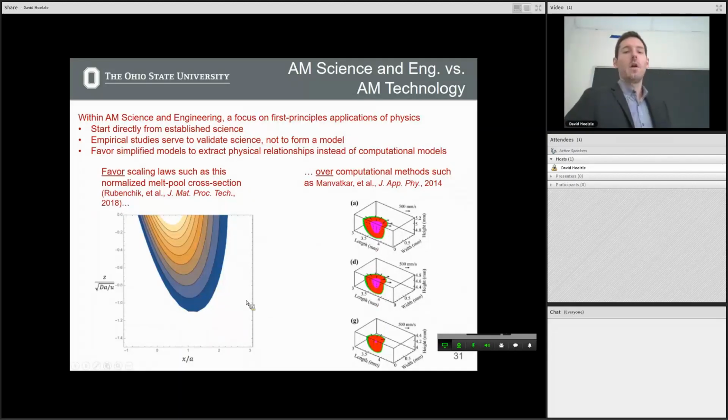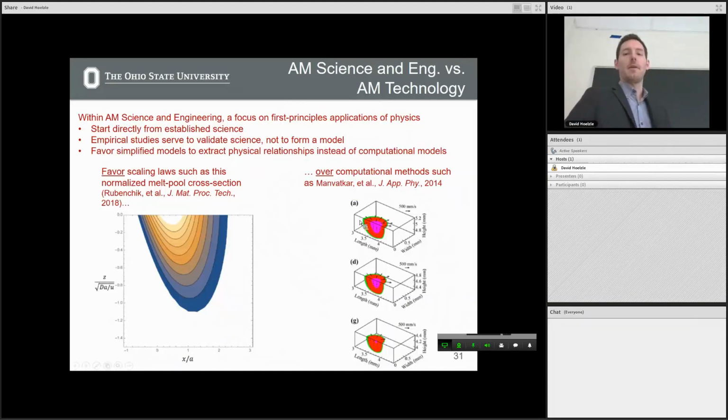You can look at computational methods to try and understand what's going on, and also a lot of people look at scaling laws to understand, basically, as you increase laser power, as you increase the spread of the laser energy, how that affects, say, the melt pool dynamics. We're going to favor scaling laws so we can understand the relationships between your different process inputs and your outputs, as opposed to computational methods.